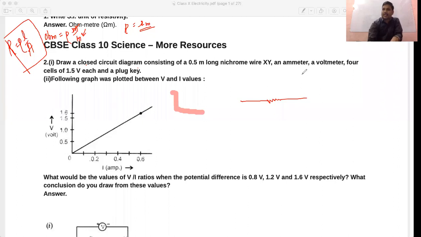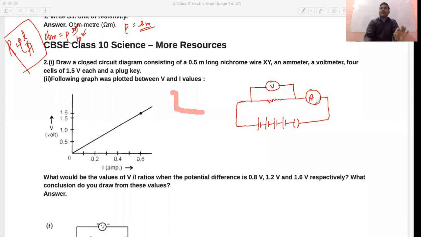Whenever you connect the ammeter, it is connected in series. When they say connect a voltmeter, you connect it in parallel across the wire. Now, the 4 cells of 1.5 volt: this is one cell, this is the second, this is the third, and this is the fourth. Then there should be a plug key. Got my point or not? This is how we can draw this.